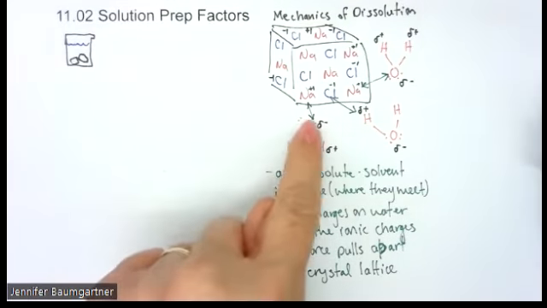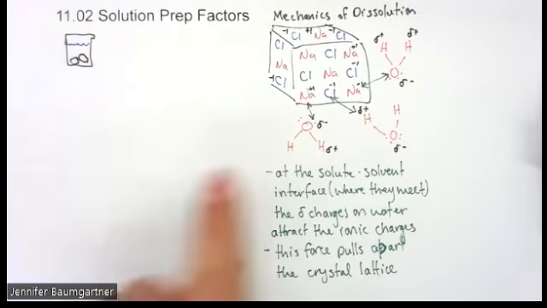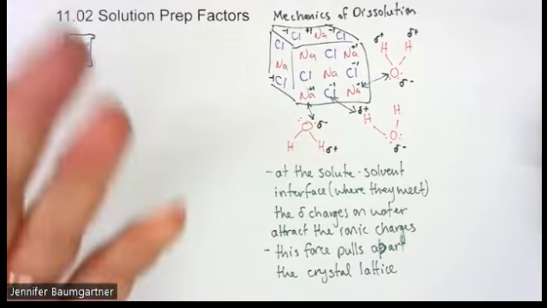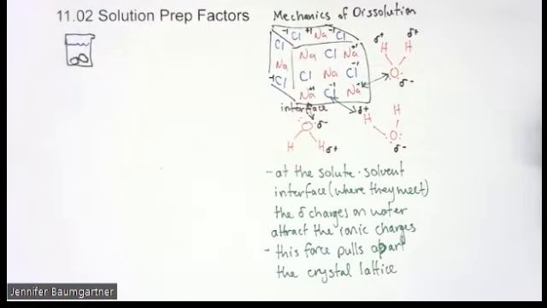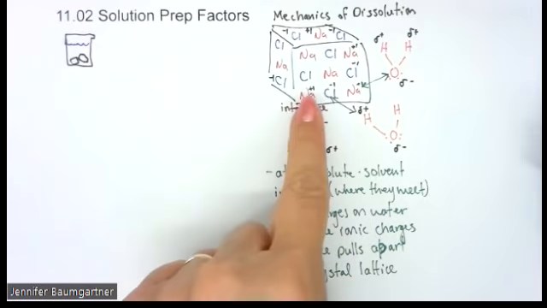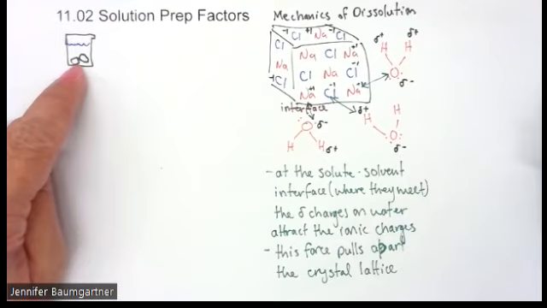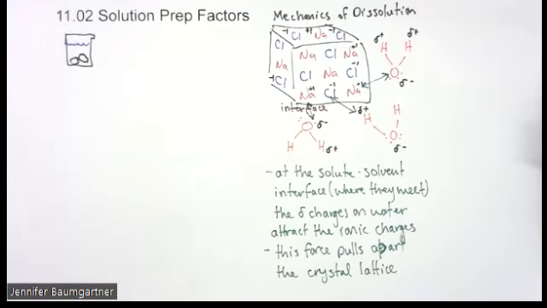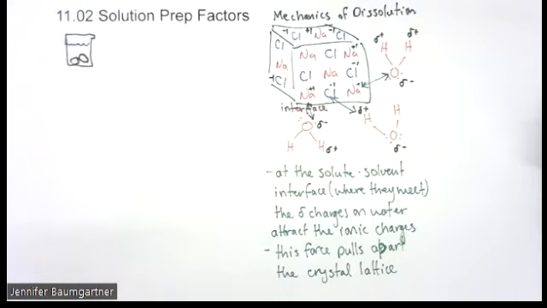So we exert forces all the way around the outside of the interface. So I'm just going to write the interfaces here. And it starts to pull these ions off of the crystal. Well, why do these not want to dissolve? My finely ground salt would dissolve, but this doesn't, because there is a lot more interface on a finely crushed solid. I have a lot more surface area exposed.